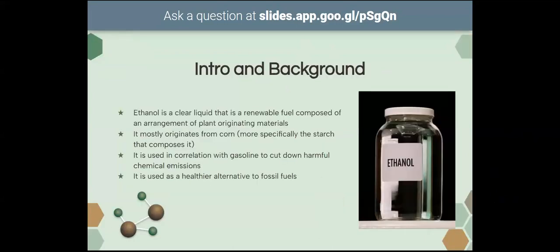So for my introduction and background, ethanol is a clear liquid that is a renewable fuel composed of plant-originating materials such as corn and plant mass. Mostly it originates from corn, more specifically the starch found within it, and it is used in combination with gasoline to reduce chemical emissions such as carbon. And as I previously mentioned, it is used as a healthier alternative to other fossil fuels.